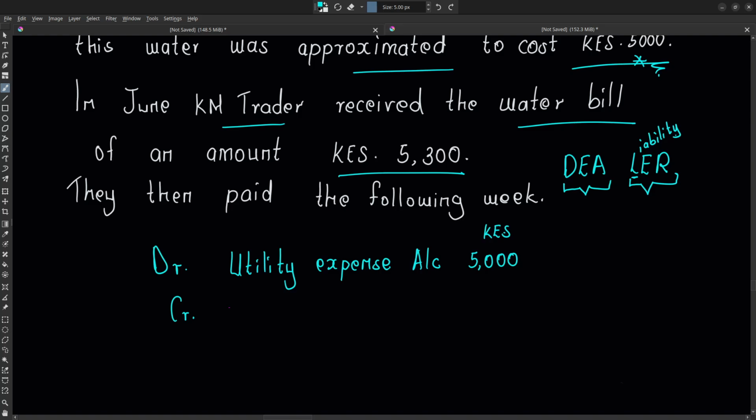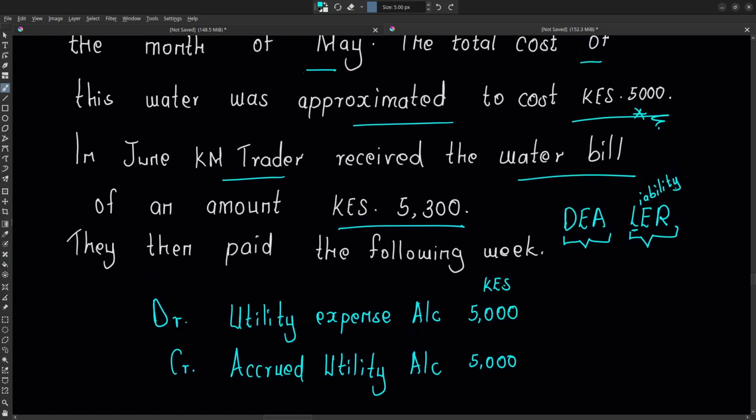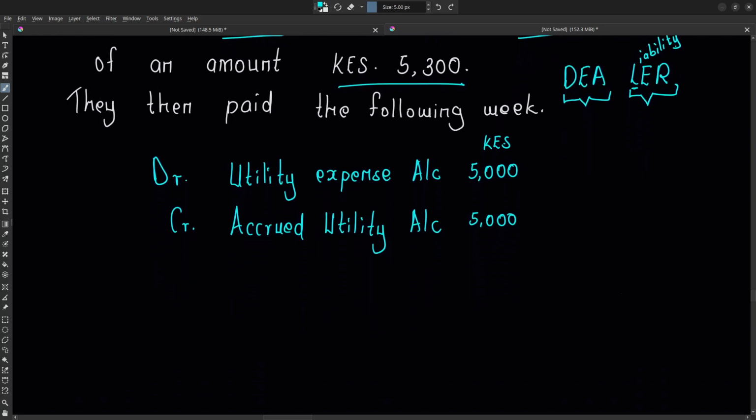So we credit here, we credit the accrued utilities account, an amount of 5,000. So as at the end of May, we have given room for this expense that we have incurred. Remember, we should always recognize an expense when it has been incurred, not when payment has been done. So what happens once we receive this invoice of 5,300?